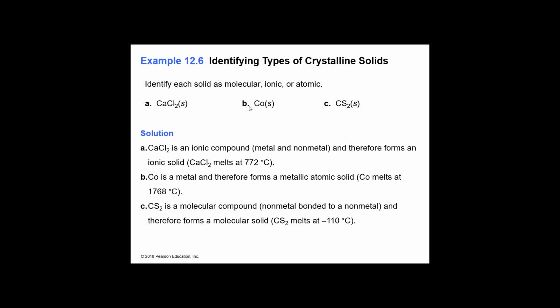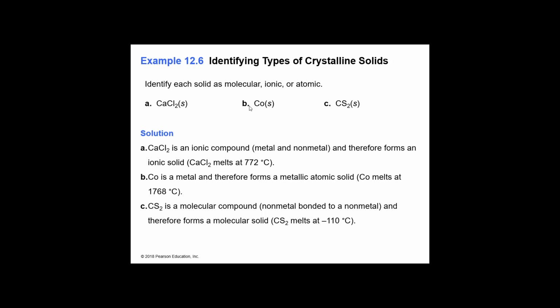And so calcium chloride melts at 772 degrees Celsius. We have cobalt in the middle, and that is a transition metal. That is a metal, and therefore it is an atomic solid because it is by itself. Cobalt melts at 768 degrees Celsius.